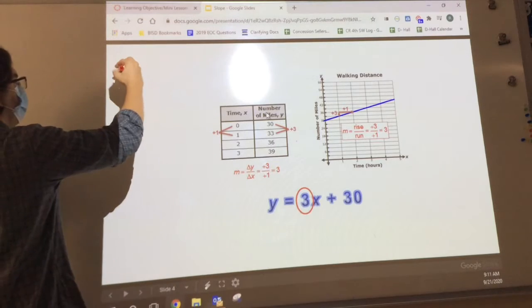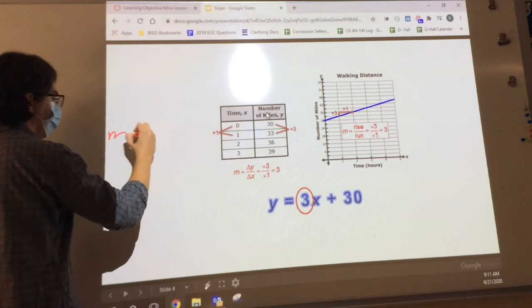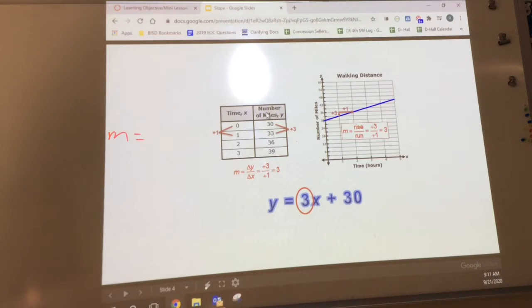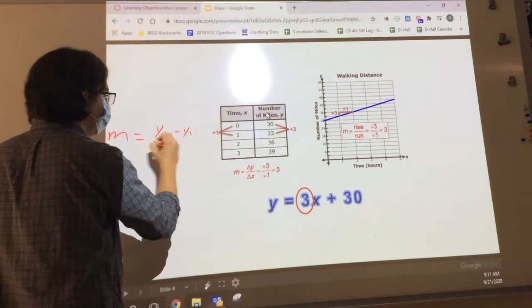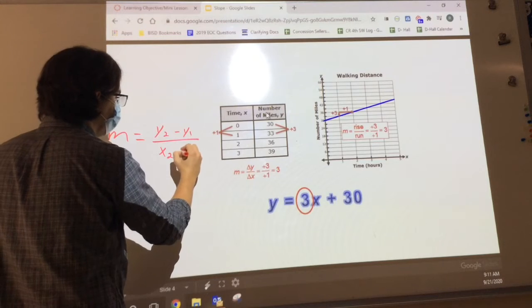I want you to write this formula down. M, what does M stand for? Slope, good. M equals y2 minus y1 over x2 minus x1.